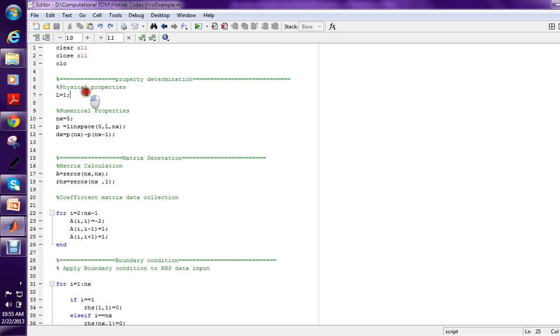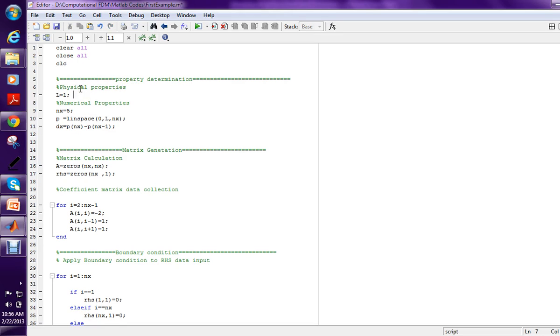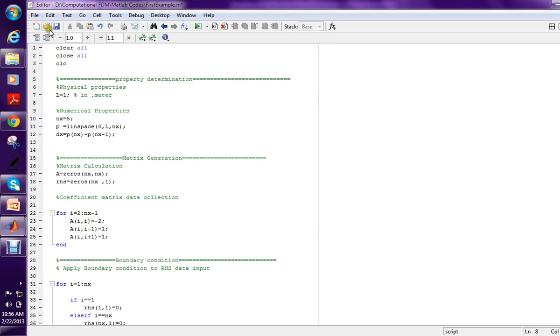Say for example, we have our domain whose length is 1 meter. It could be in meter or kilometer, it doesn't matter, it's really up to you. In meter. So you have numerical properties as well. So we want to discretize our domain. That means in 1 meter.